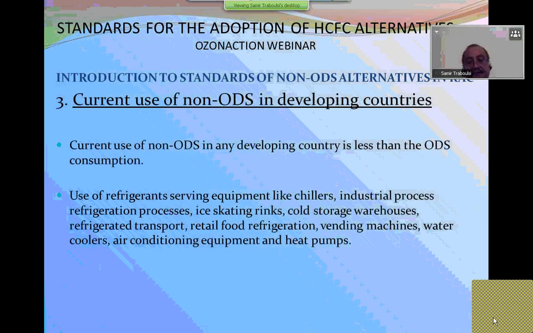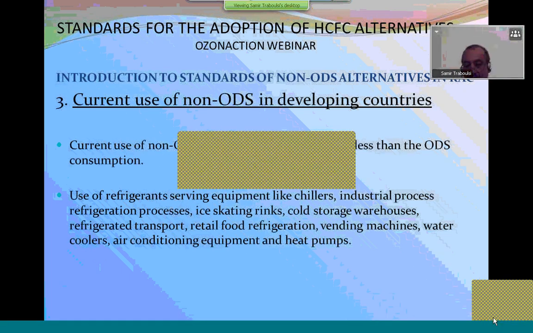Our current use of non-ODS is definitely much less than the ODS, and this is well clear. Why? Because the shift cannot be done quickly. People were using ODS over the years, and they became attached to them, and then suddenly we come to them and say, well, these are no longer friendly, we need to get rid of them. The transition process will take a bit longer, and this is what is actually happening with HCFC at this stage. The new refrigerants we're looking at shall definitely be used in all the equipment, in all the systems related to refrigeration, air conditioning, and heating.